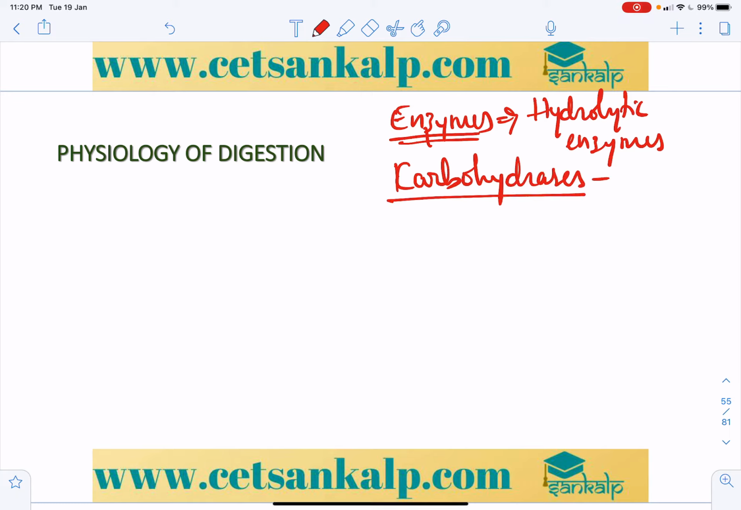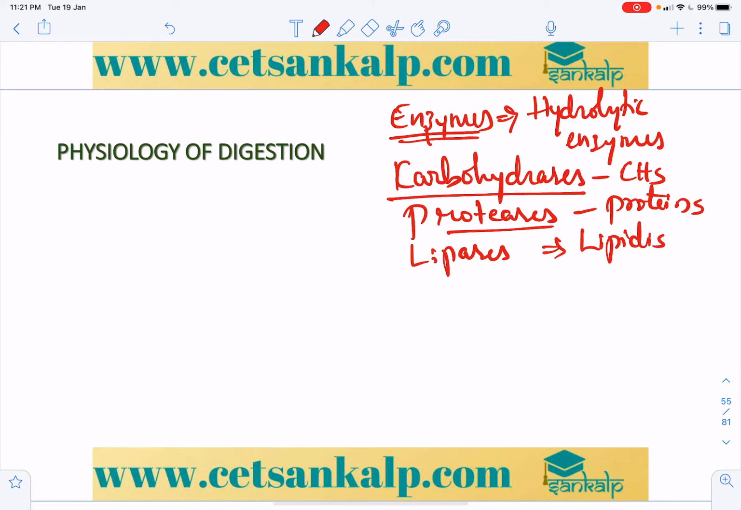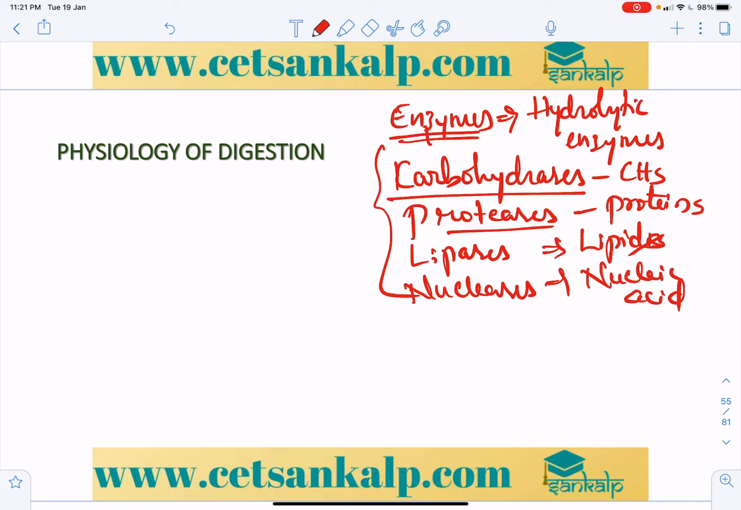which helps in hydrolysis of carbohydrates, and then proteases, which act on proteins, which hydrolyze the proteins, and lipases, which act on lipids, which hydrolyze the lipids. And the last one, nucleases, which hydrolyze the nucleic acids. So these are the 4 different types of enzymes involved in digestion.